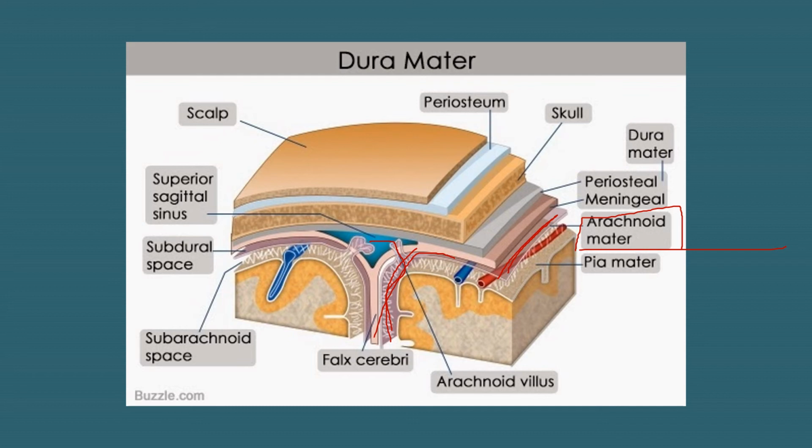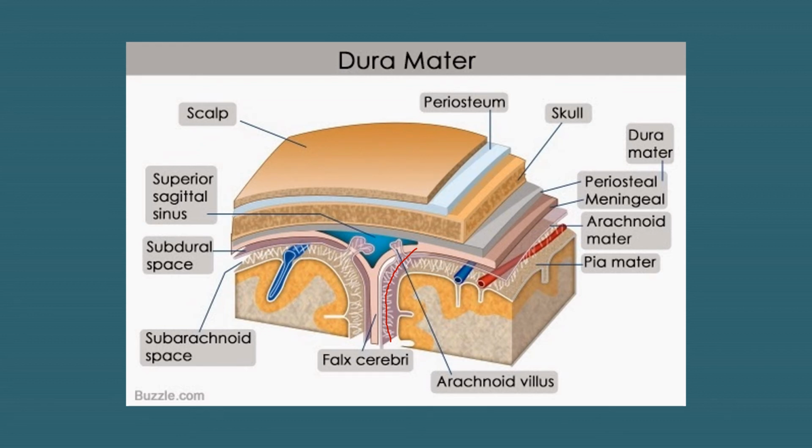Underneath the arachnoid matter is the Pia Mater, and the Pia Mater is the outer layer of the neuroanatomy tissue. It is basically the beginning tissue of the brain itself. That's the way that I want you guys to know it.